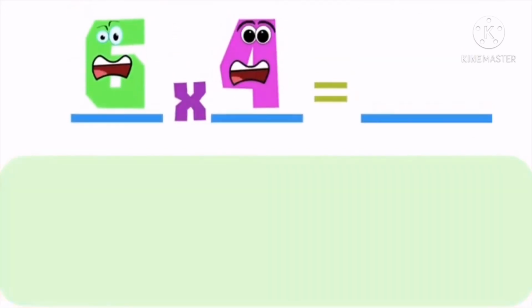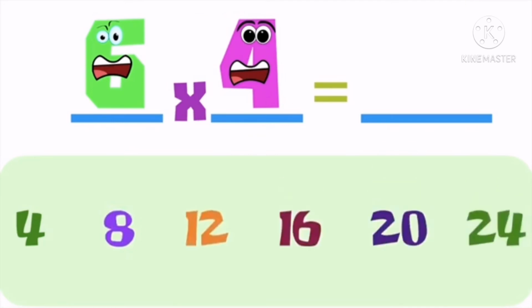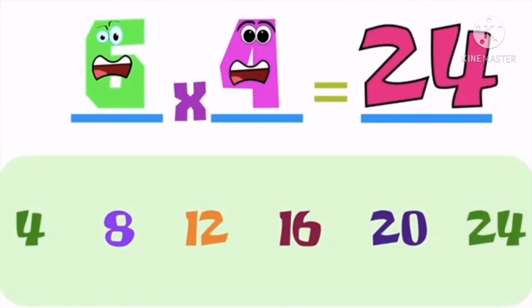How about if we have 6 times 4 is equal to blank? So what do you think the skip counting is that we are going to use here? So we are going to use skip counting by 4. So let's start counting, skip counting by 4 until we reach the 6th number. So we have 4, 8, 12, 16, 20, 24. So 6 times 4 is equal to 24.